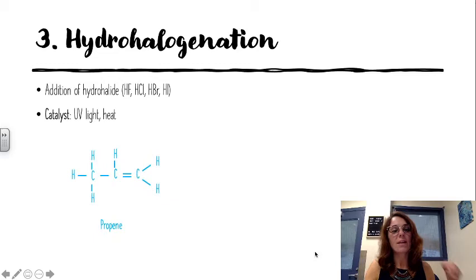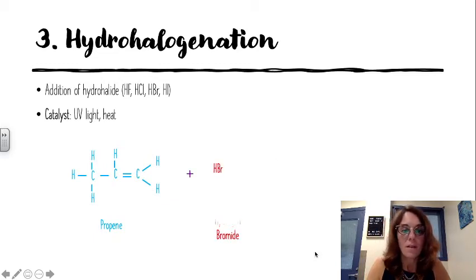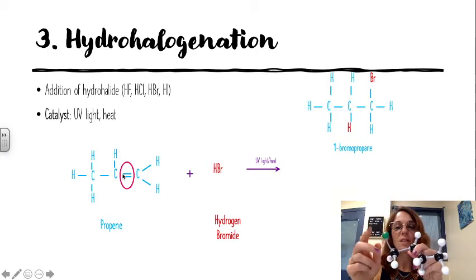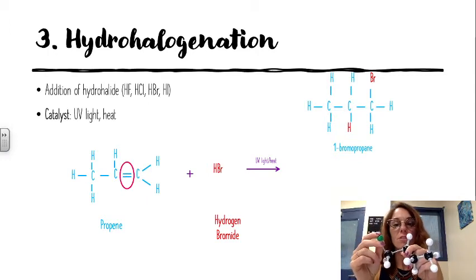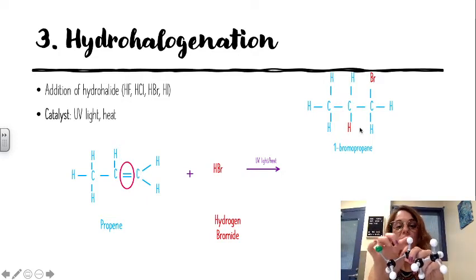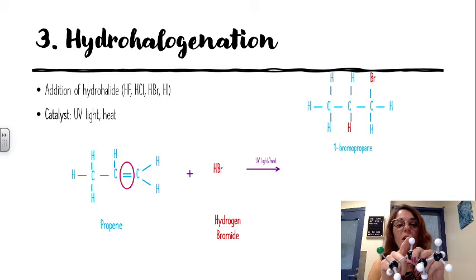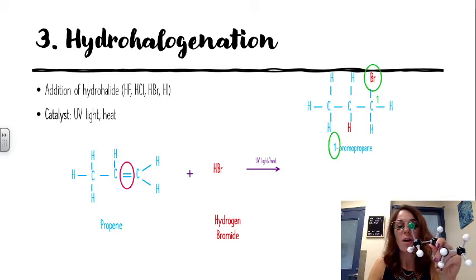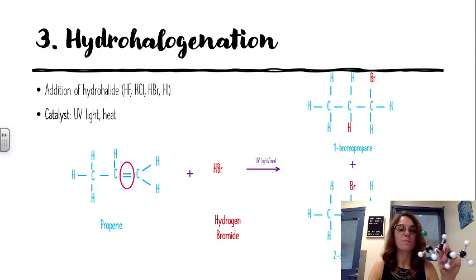So here the catalyst is either UV light or heat. And the products that I'm making, I'm breaking apart the double bond. In this case, you'll notice that I had put the halogen on the first carbon. If that's the case, then I would get 1-bromopropane. But I could have just as easily had the halogen on the second carbon and a hydrogen on the first one. So I could also make 2-bromopropane in this case.